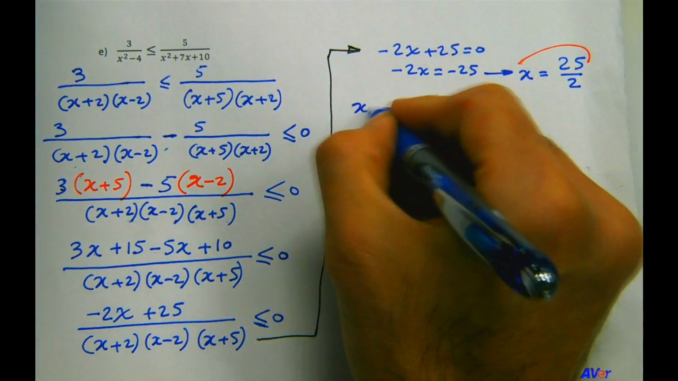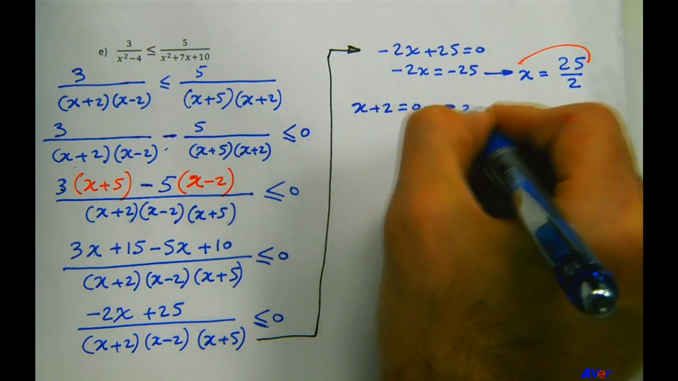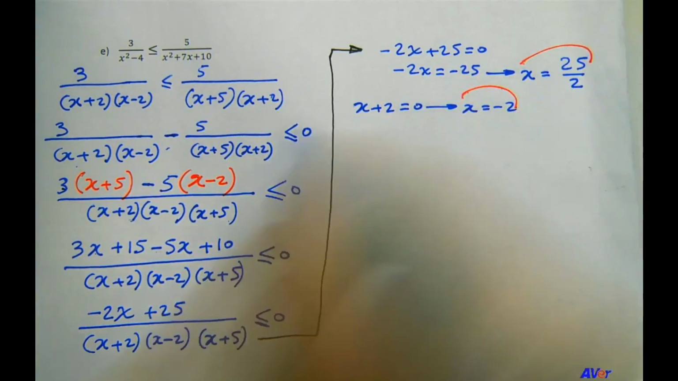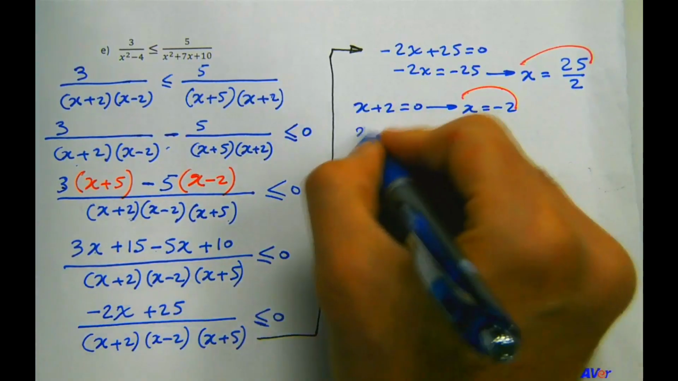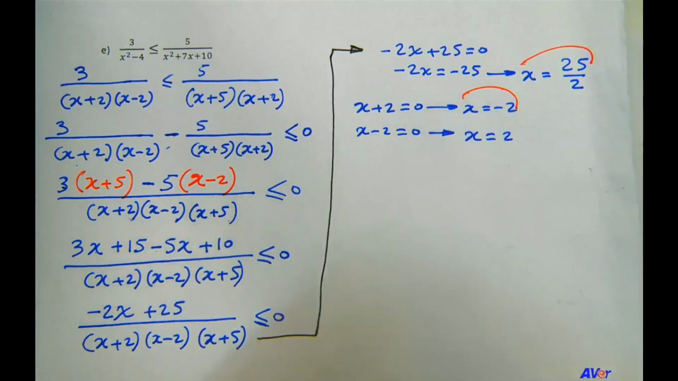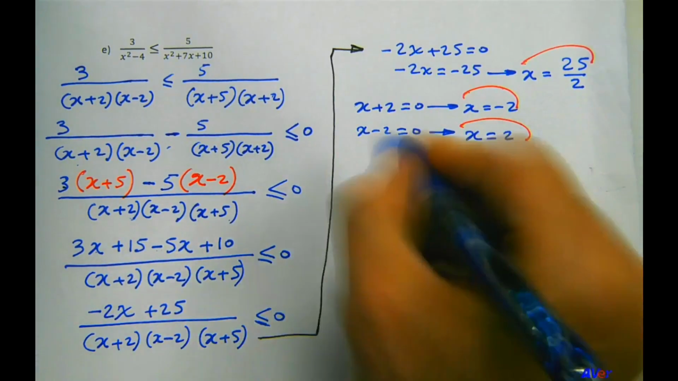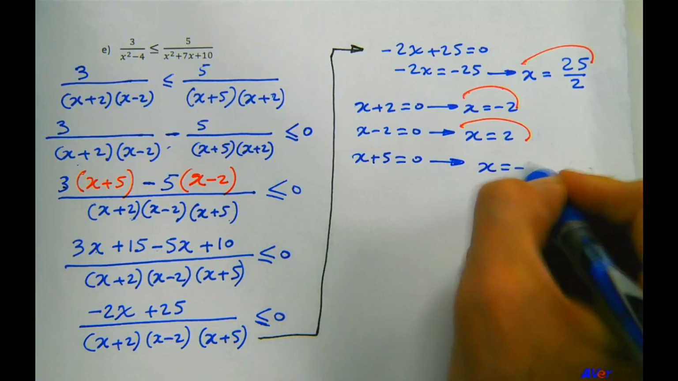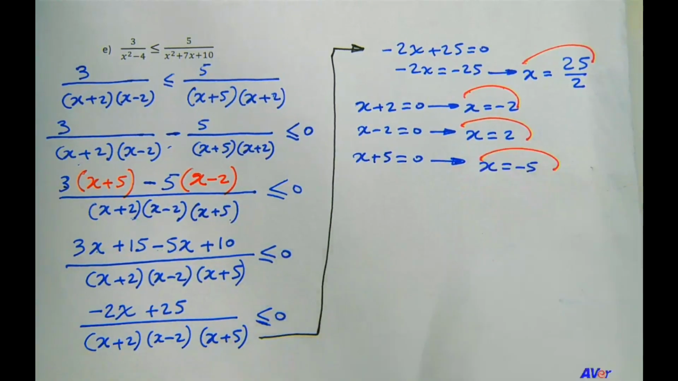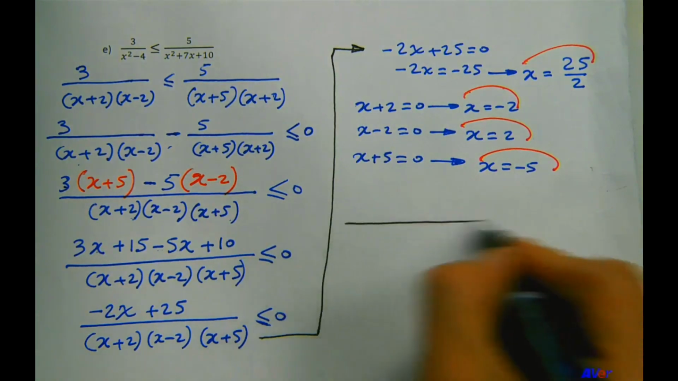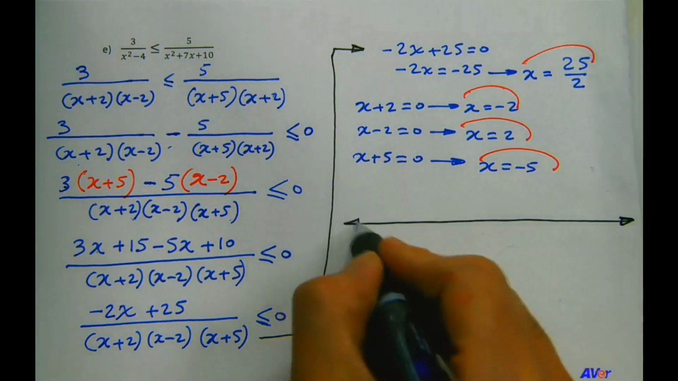So x plus 2 equals 0, then x equals minus 2. Right? That's another critical value. Then x minus 2 equals 0. We get x equals 2. That's another critical value. x plus 5 equals 0, then x equals negative 5. Right? Like that. All right, so therefore, we have been able to find our boundary solutions.